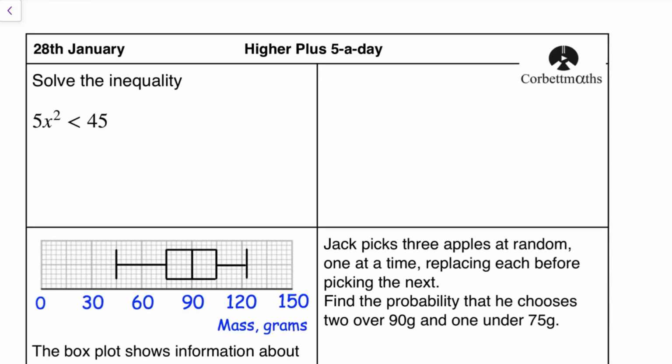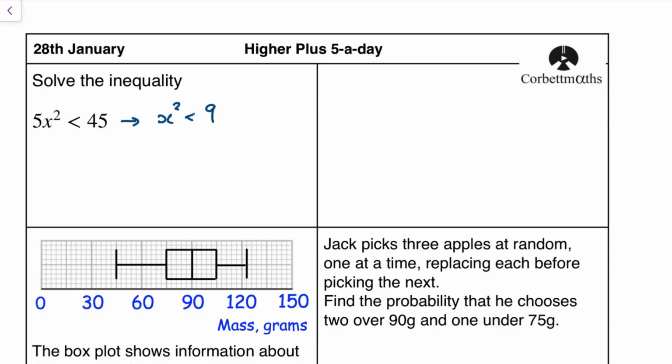It's a good question, because some people might think the way to do this is to divide by 5, which means that x squared is less than 9, take the square root, which means that x is less than 3, and that's my answer. It's not. Got to be very careful. Because it's a squared here, this is actually a quadratic inequality. So I can do the first step. I can divide by 5, which gives me x squared is less than 9.